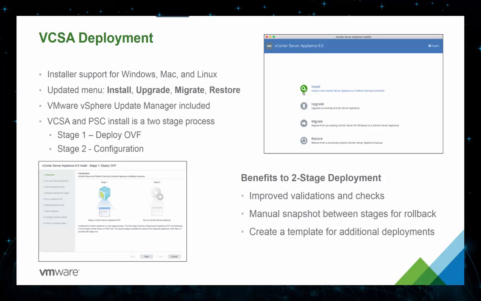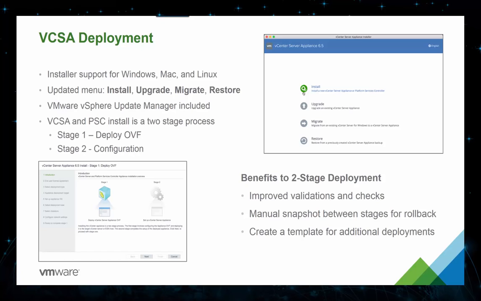So again, making the deployment much simpler and easier to recover from an error, not having to start from scratch. So once you deploy Stage 1, you go ahead and take a snapshot, and then you do Stage 2. Again, this prevents customers from having to start completely over if anything was to go wrong during the deployment process.